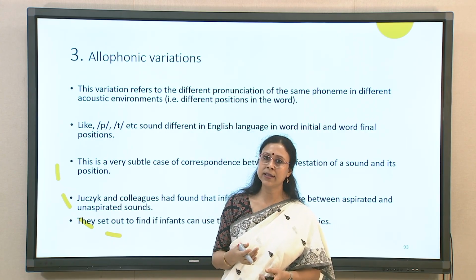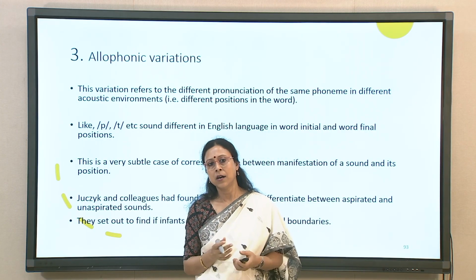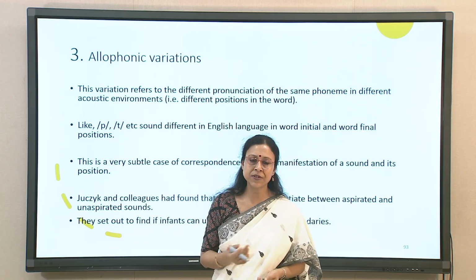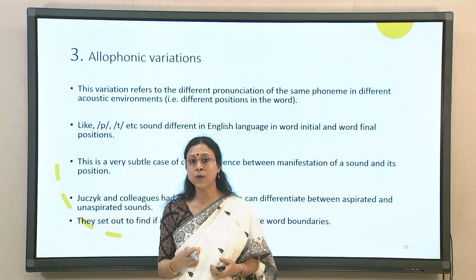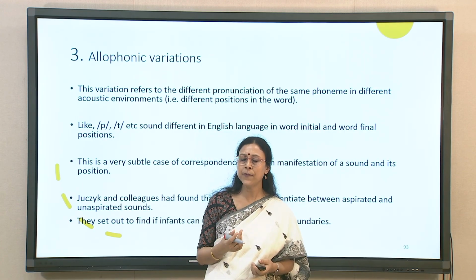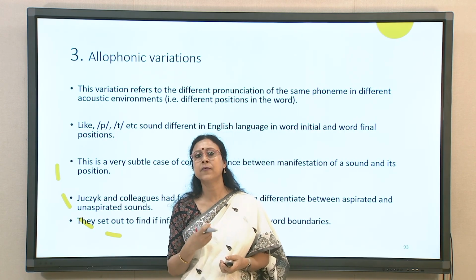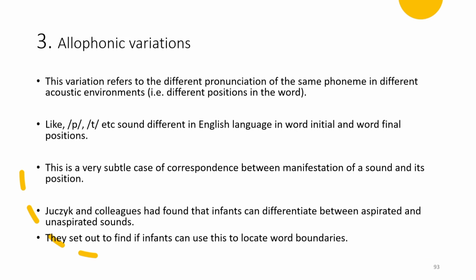The third kind, within the larger domain we can call phonological bootstrapping, is allophonic variation. Allophones, we all know, are the different modifications that a phoneme takes based on the acoustic environment, that is, the position of a sound based on what is preceding or following it. We give the example of pa sounding aspirated in the word-initial position in English, or ta becoming aspirated in the word-initial position. That is an allophone.